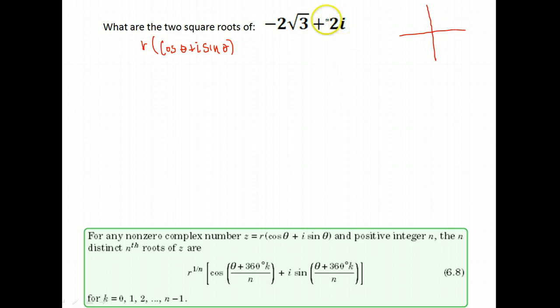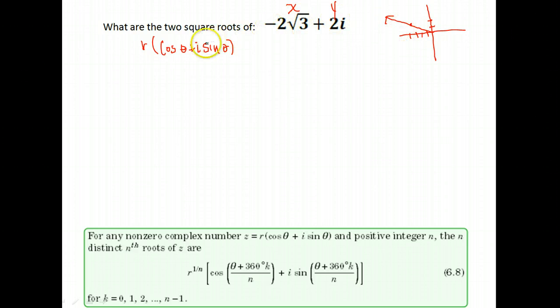Now, when you're graphing a complex number, this value here is your x, and the number with your i is the y. So we have -2 times the square root of 3, which is about -3.4. And then our y is 2, so -3.4 and then up 2. And why that is important is because it lets us know what quadrant we're in, so that when we find our theta, we know where our terminal side should lie.